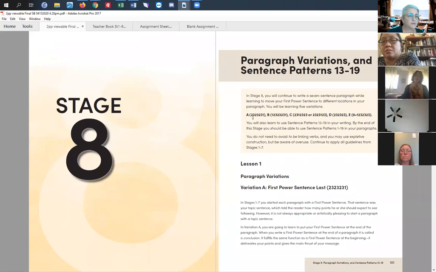We move things around. So A, the first power sentence comes at the end. B, it comes at the beginning and end. C, we stick it in the middle somewhere. D, we don't even say it, we just imply it. And E, I teach something called 0 power sentences, which are all those introductory comments that don't really add to the structure.